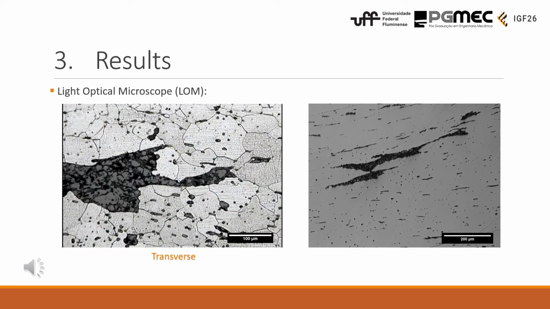On the transverse direction, the inclusions are rounder, more like a dot, and on the longitudinal direction, the inclusions are elongated due to the lamination process.